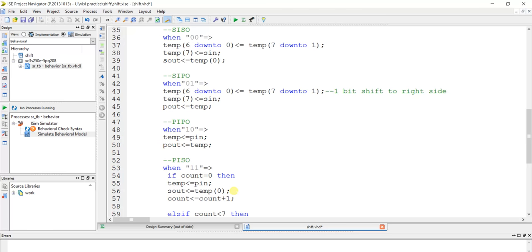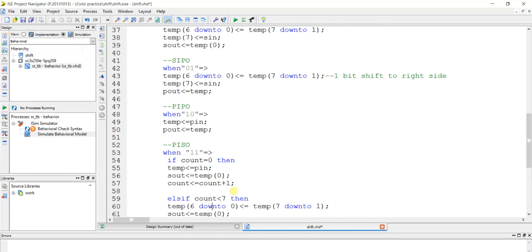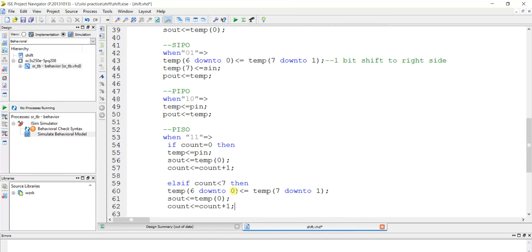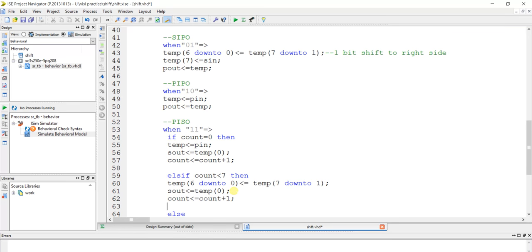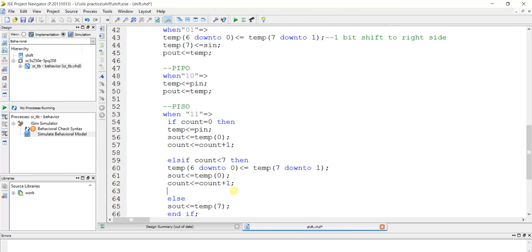As the name suggests, it is a shift register. You have to shift the bits to the right after every clock. After the first clock we have taken the 0th position as output. So in the next clock this condition will not be executed, and it will go to this condition because your count will be 1 at that time. So it is less than 7, and this statement will shift your data to the right by one bit. And I'm taking the 0th position again as my serial output and I'm incrementing my count. So this will increment your count.